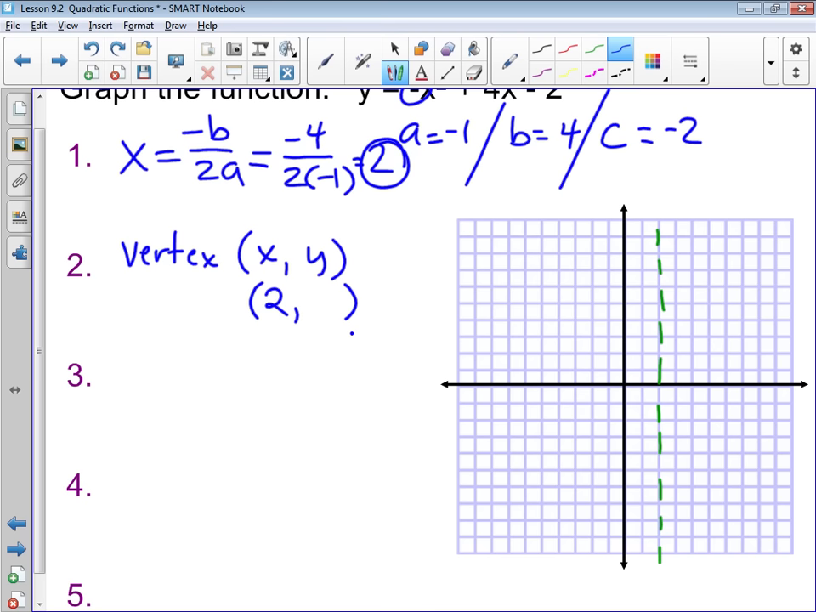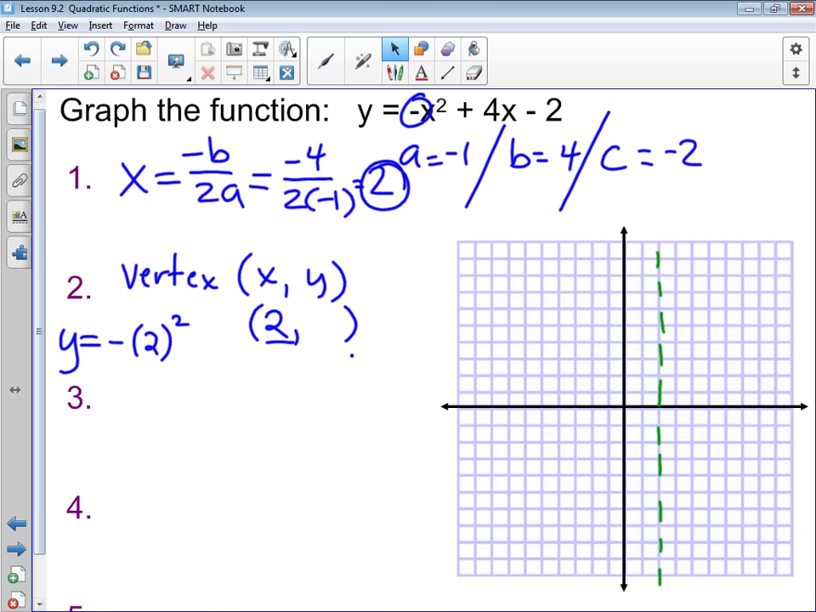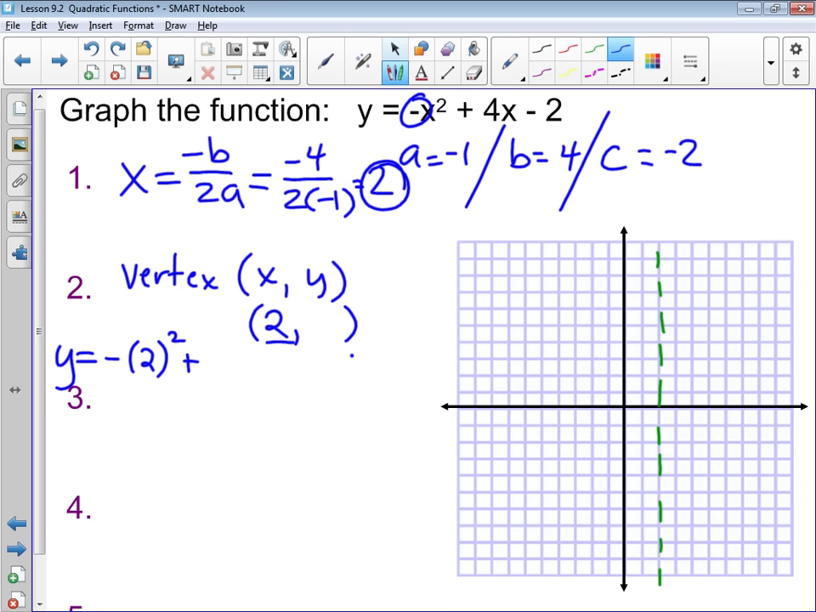And you find the y coordinate by taking the value of x and putting it into your equation. Y equals, in place of x, I'm going to put 2. And remember, whenever you replace a letter with a number, you put it in parentheses. Plus 4 times 2 minus 2. 2 squared is 4, and then you put the negative on there. Negative 4. Plus 4 times 2 is 8, minus 2. Negative 4 plus 8 minus 2 equals 2. And that's your y coordinate.